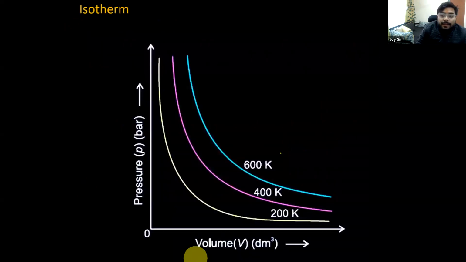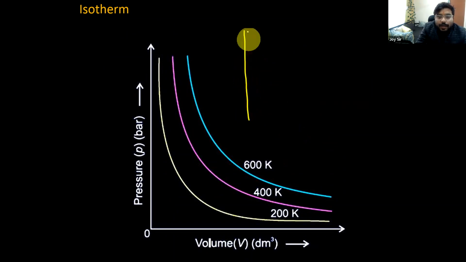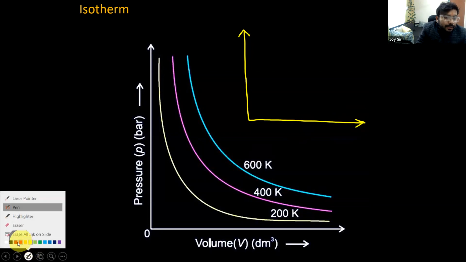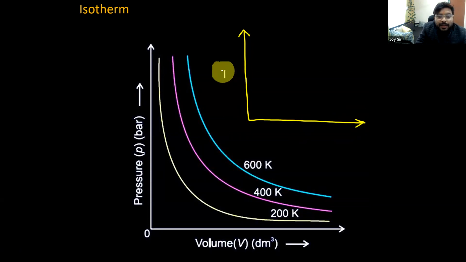Clear? Okay, this is the isotherm. I have already drawn my picture. So this is like the y-axis, and this is what I'm drawing, that you concentrate. Okay, that is the x-axis. The y-axis is for pressure, and the x-axis is for volume. Clear? Now this is a graph. Graph of what? This graph is known as isotherm.